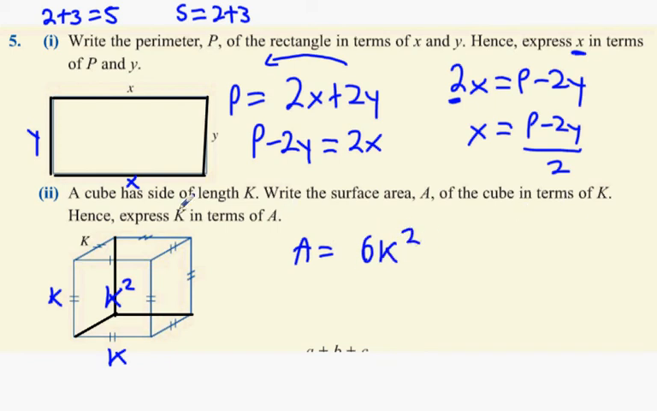Okay. Express k in terms of A. We want to get k on its own. First thing that you get rid of is the 6. A over 6 equals k squared. What can we do next? Square root both sides, and you're going to get square root of A over 6 equals square root of k squared, which is k. Alright guys, so look, that's that one done. Looks harder than it is.